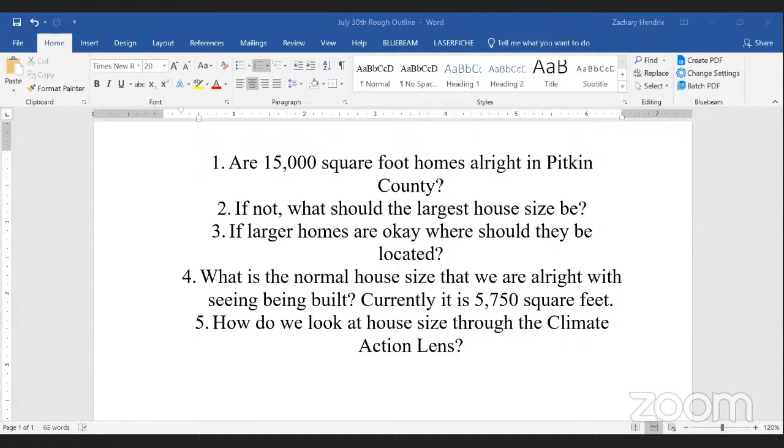That would be one way to skin the cat, as they say. Okay, thank you.